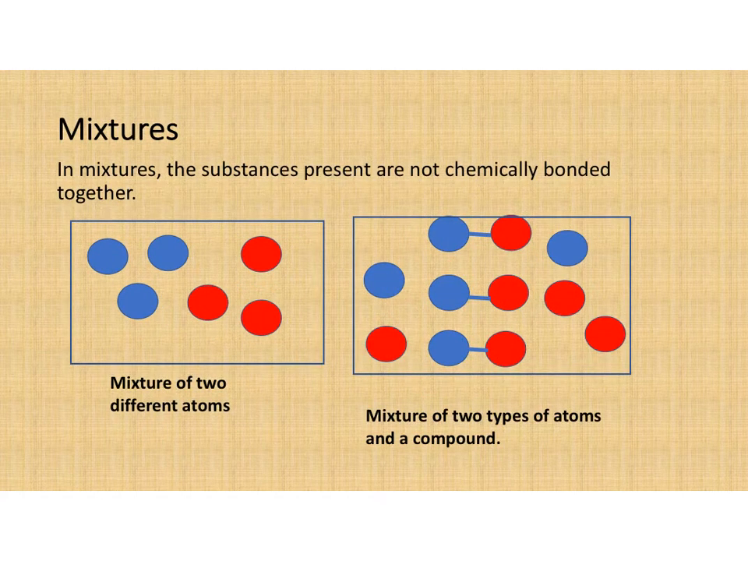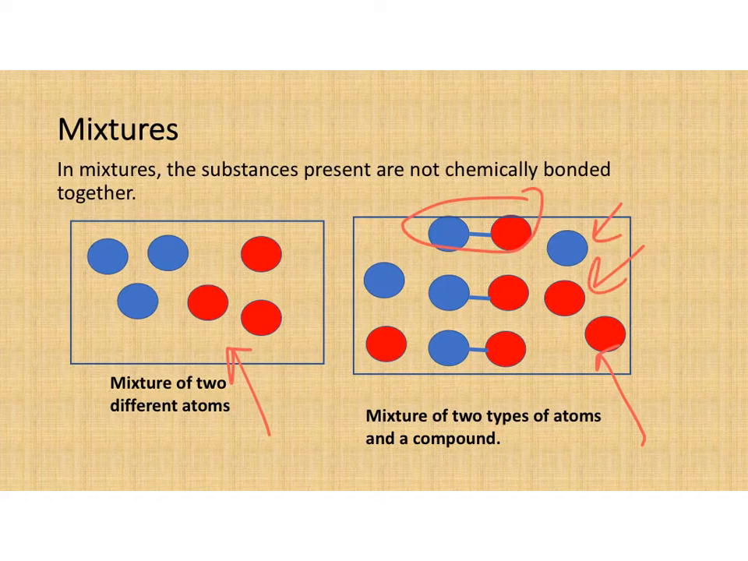So that is representing a chemical reaction because new chemical bonds are being made between the blue and the red atoms there. And it's important to realise the difference between compounds and a mixture. So in a mixture, the substances present are not chemically bonded together. So on the left hand side, this is a mixture of two different atoms. I've got blue atoms and red atoms, but they're not chemically bonded together. And on the right hand side, I've got a mixture of a compound and two types of atom. So I've got this compound here, I've got blue atoms, and I've got red atoms. And these three are all different substances.